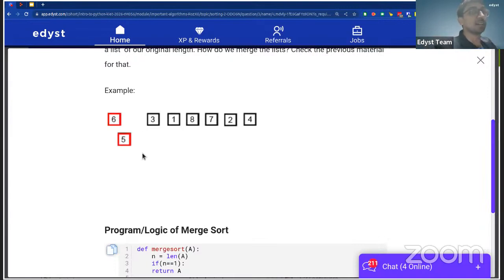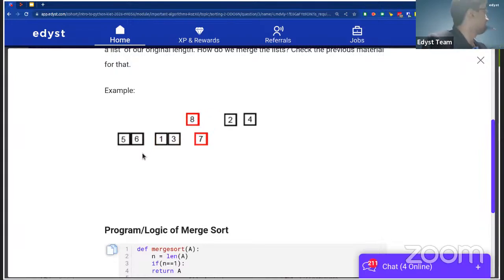6, 5. Now we say return 5 as it is, return 6 as it is, and merge. Return 1 as it is, 3 as it is, merge. 7, 8, return as it is, and then merge both of them. 2, 4, return as it is, and merge both of them. Now 5, 6, and 1, 3 will be merged.